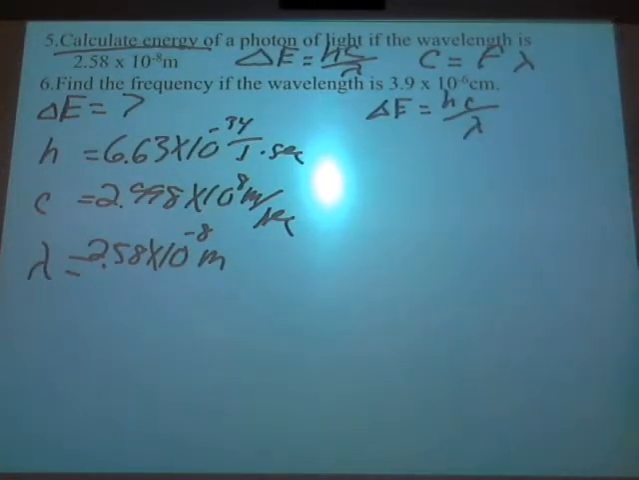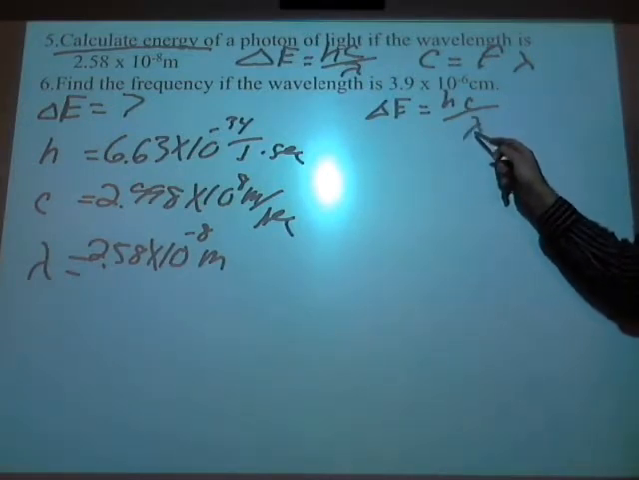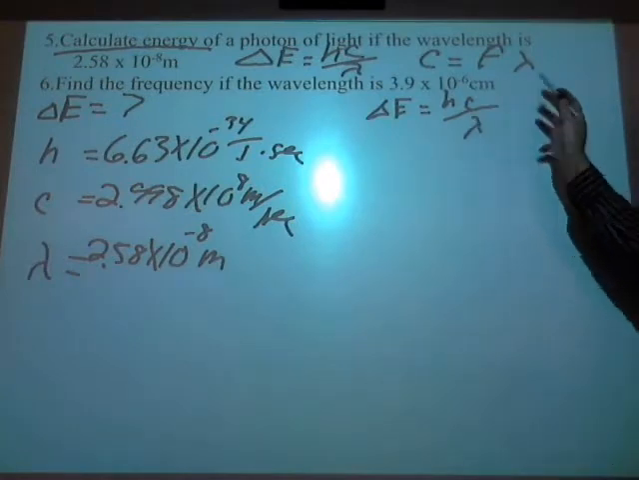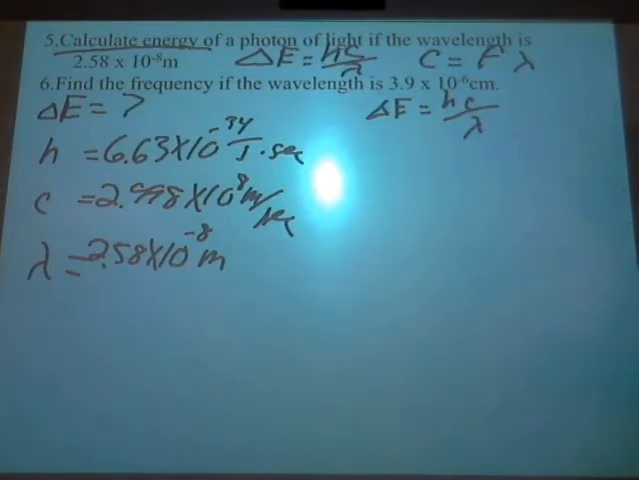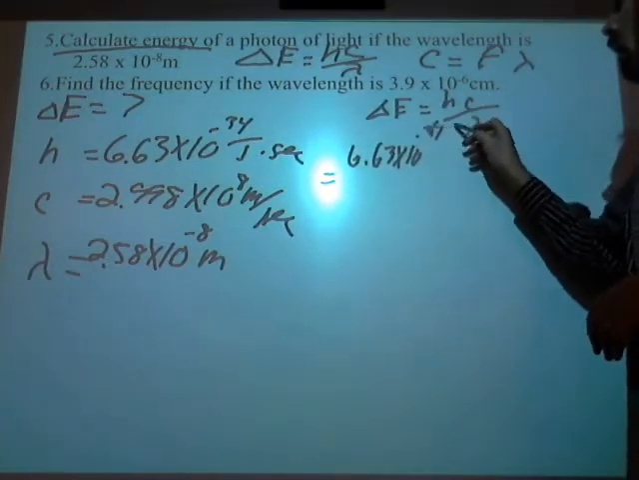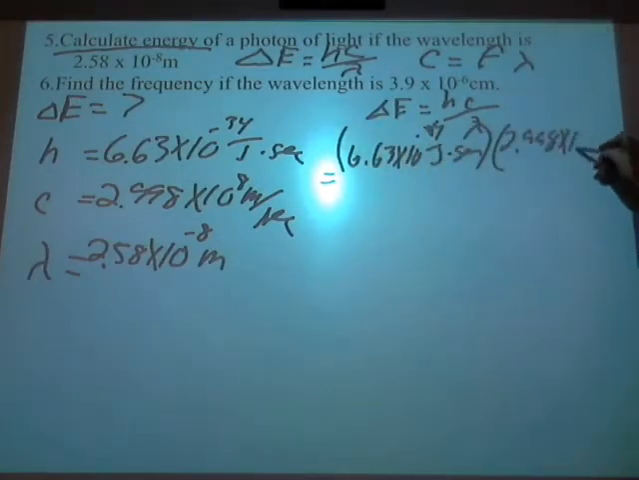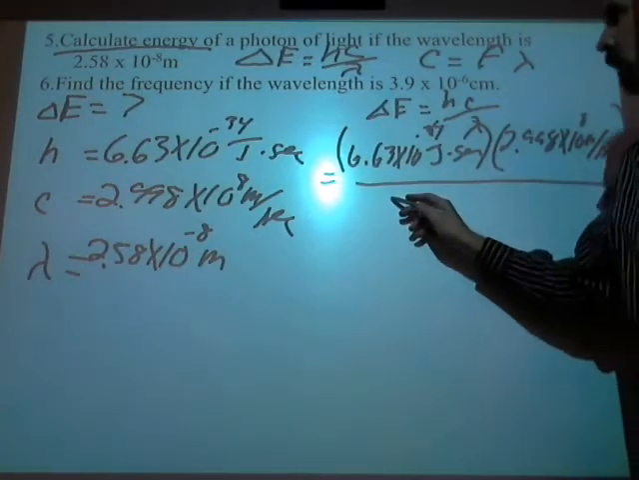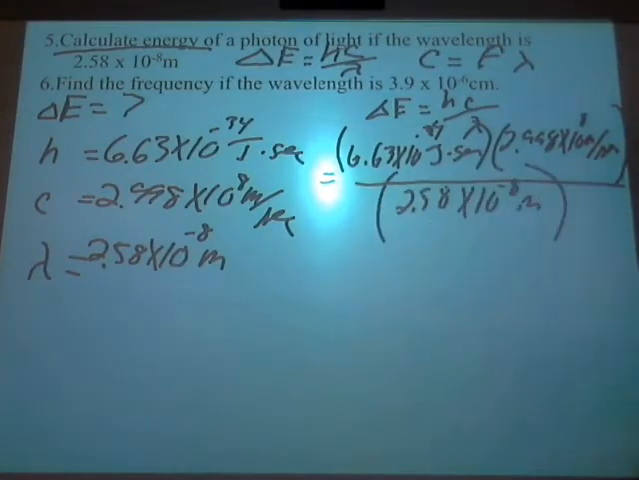Now, I don't have to rearrange this, but I might on the other problem I ask you on the test. Might have to rearrange for wavelength, in which case you would do that algebraically. Multiply both sides by wavelength. Divide by delta E. Get wavelength by itself in the numerator. This one's set up right, so I just plug my numbers in. Delta E equals H times C over lambda, and I'm all set to go.